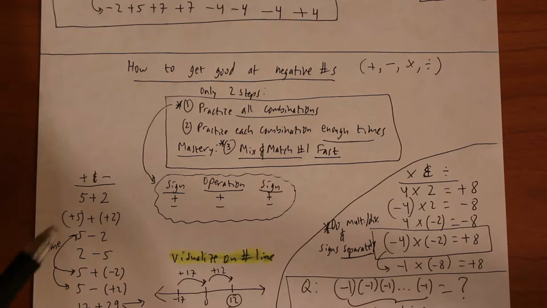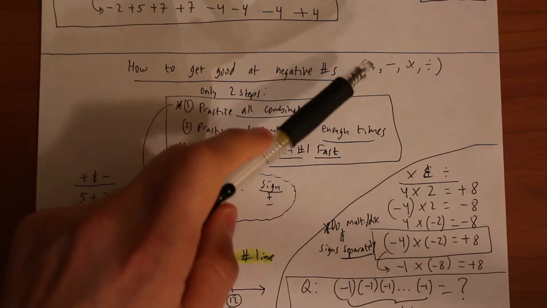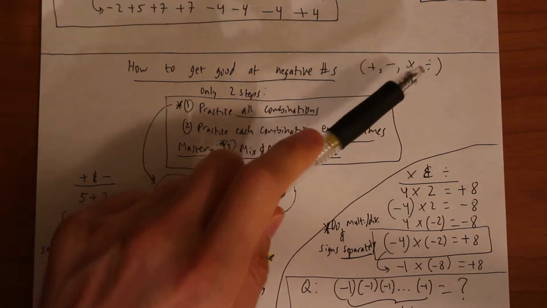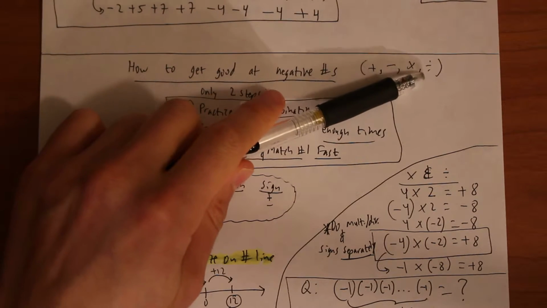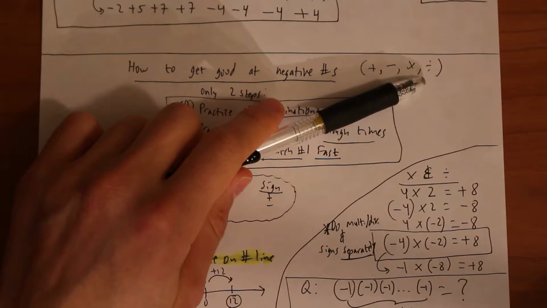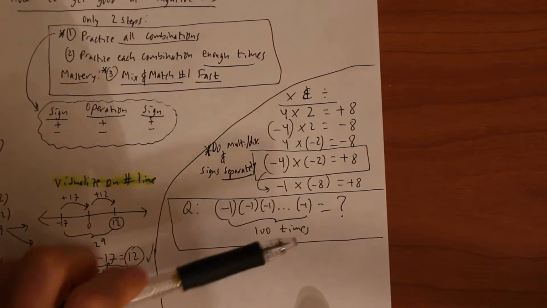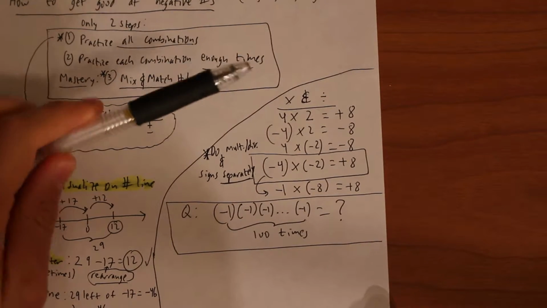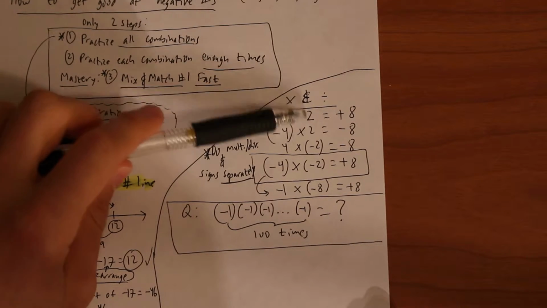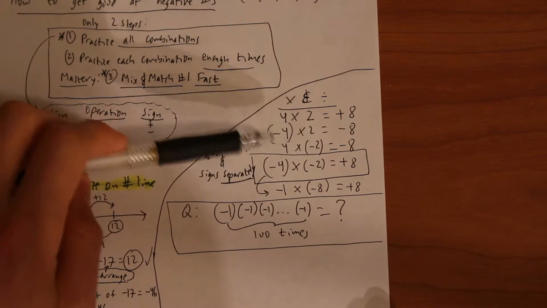All right, so how to get good at negative numbers. I'm going to focus specifically on addition, subtraction, multiplication, and division. Let's take care of multiplication and division first because I find that a little faster and easier. That's going to be over here on the right. I'm just running through an example with the 4 and the 2 and various combinations of negatives on either the 4 or the 2.